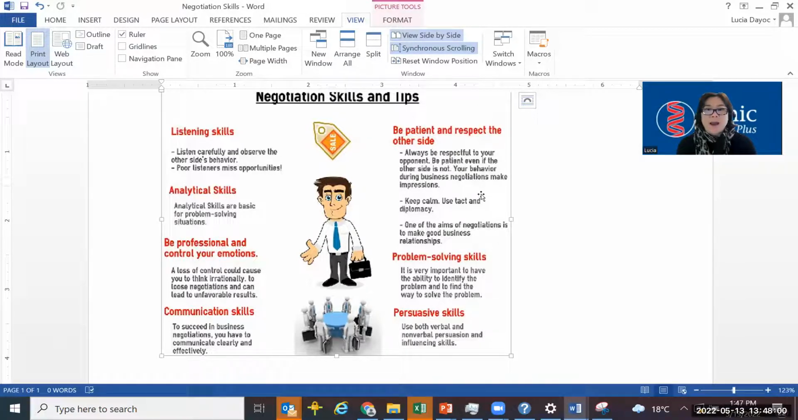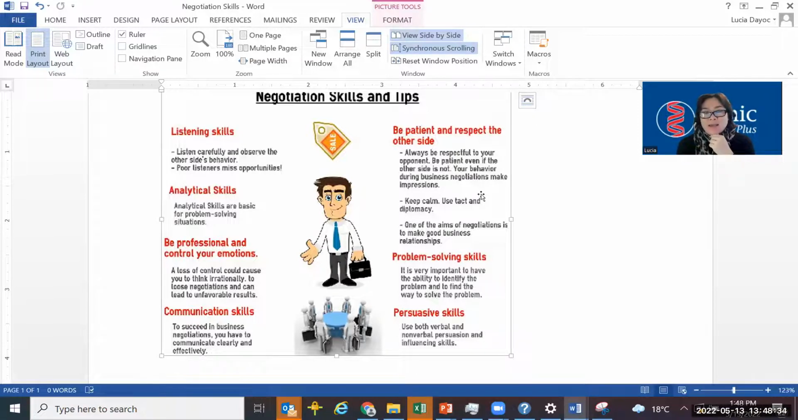Patience and respect are attributes, definitely, and values. Problem-solving skills, yes, I agree. Persuasive skills is another thing, you know. So I'm going to try to choose one that I think I would like to really think about or reflect on. I know that listening is one thing that I would say is not my best skill.